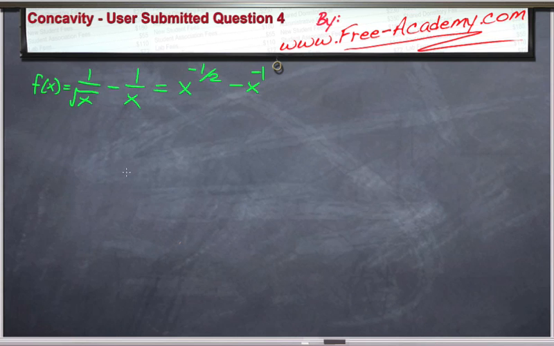www.free-academy.com, a user has submitted us the problem f of x equals 1 over the square root of x minus 1 over x, and has asked us to sketch this graph. This is another increasing, decreasing concavity problem, so we're going to treat it as such. We start out by rewriting f of x into something a little bit more convenient to do derivatives with. And we need to find the first derivative and the second derivative and set them equal to 0.